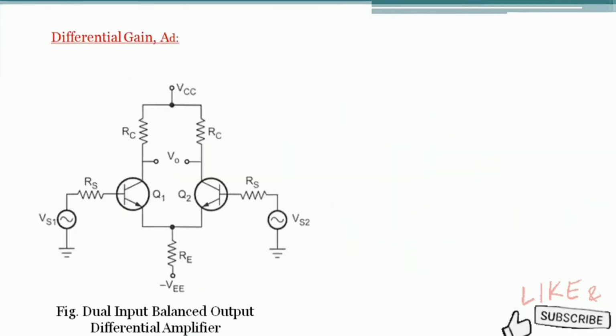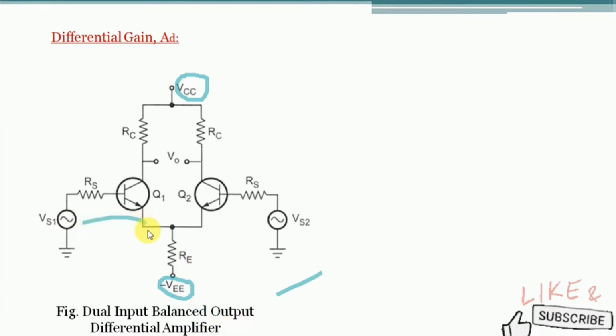So in the AC analysis, the first parameter we are going to see is how to find the differential mode gain of the dual input balanced output differential amplifier. While performing AC analysis on the circuit, we know that the DC supplies VCC and VEE should be kept grounded. That is, VCC and VEE are grounded, and we have seen the concept of differential mode gain of the dual input balanced output differential amplifier.